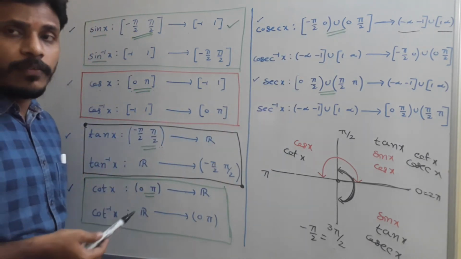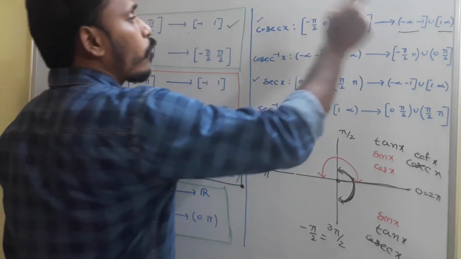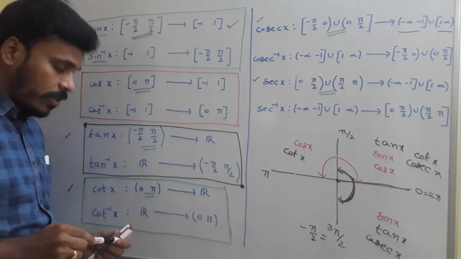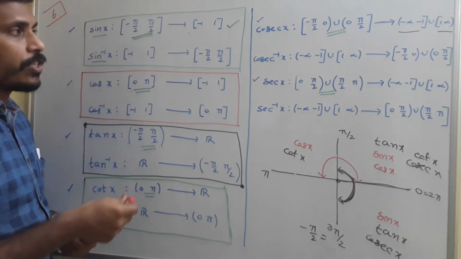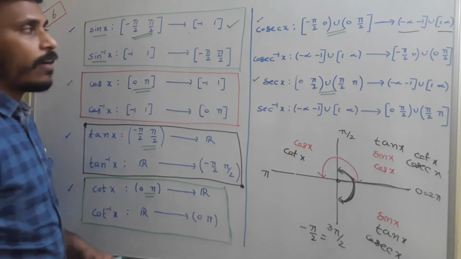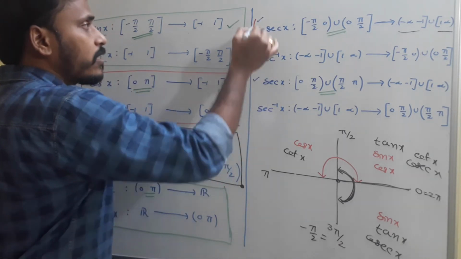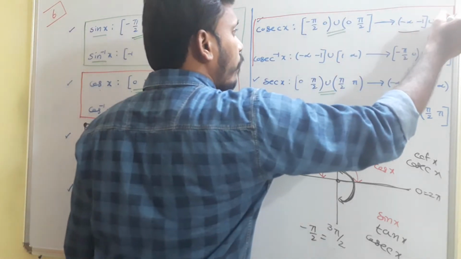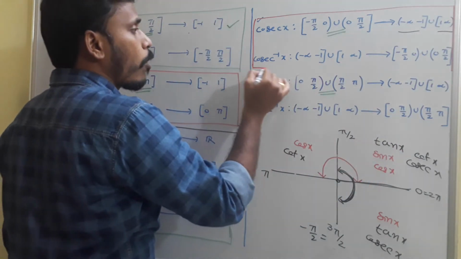So for cosecant inverse x, the range of cosecant x is the domain of cosecant inverse x, as well as the domain of cosecant x is the range of cosecant inverse x. We need to memorize the domains and ranges of trigonometric functions as well as the inverse trigonometric functions.